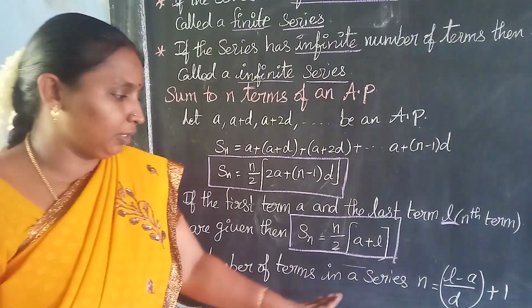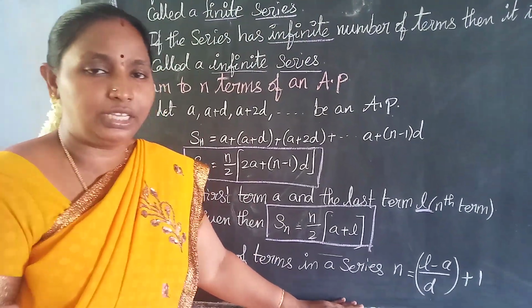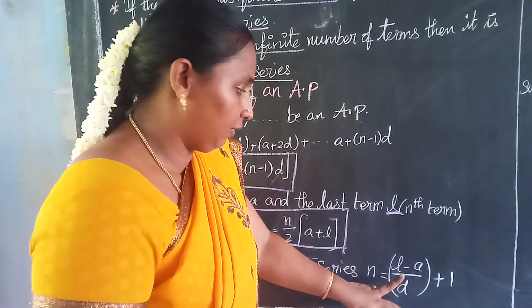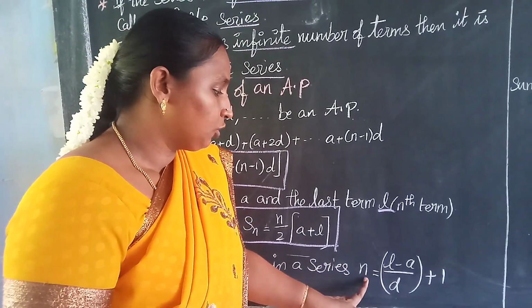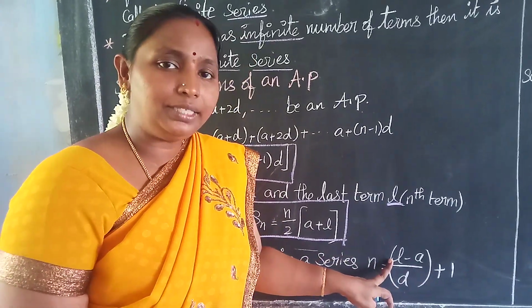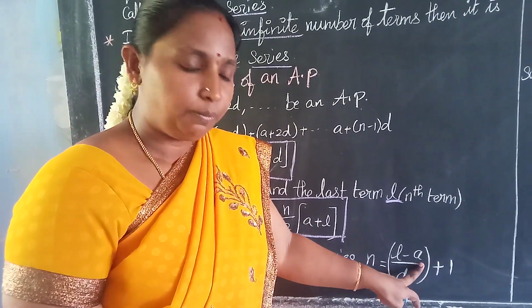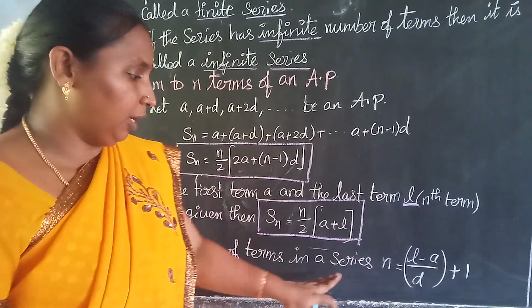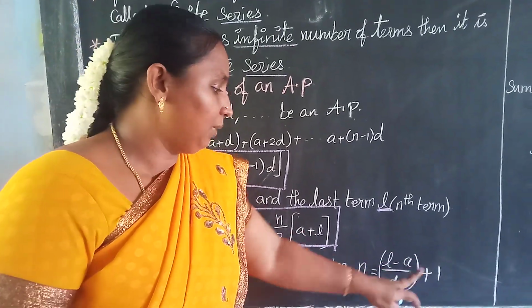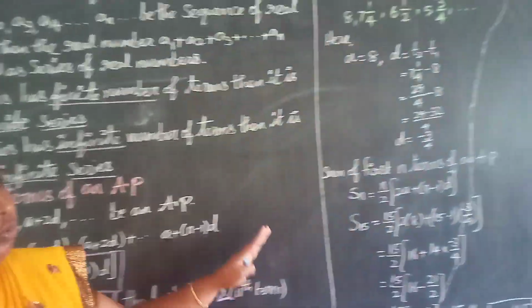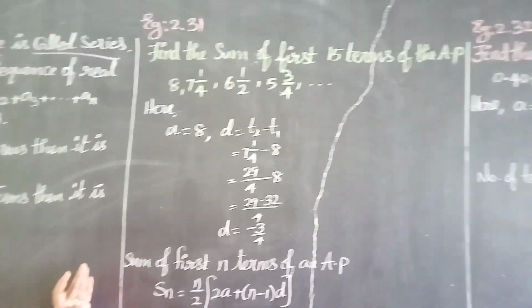Okay, number of terms in a series. If they give a series and we don't know the number of terms in it, they will give the last term. Then n equals (l minus a) by d, plus 1. Here l is the last term, a means the first term, d is the common difference. So the number of terms n equals (l minus a) by d plus 1. This is the formula. Next, move on to example 2.31.